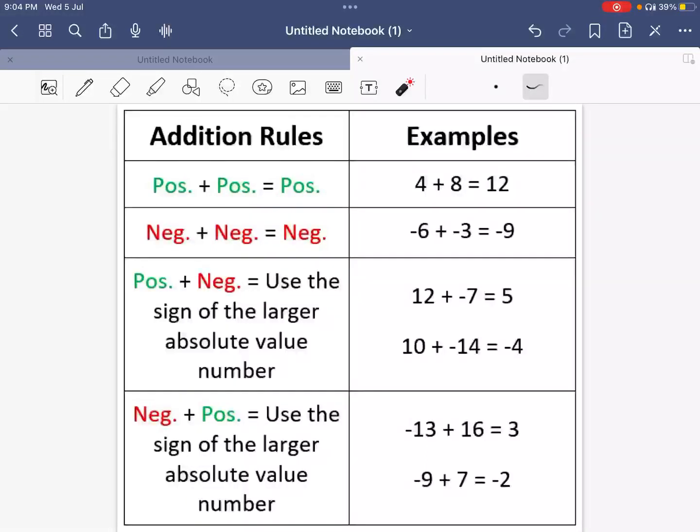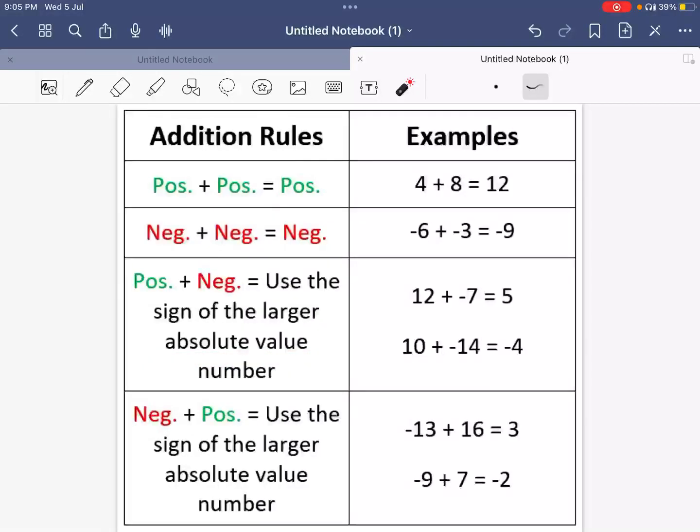Similarly, if the signs are different, take an example where one number is positive and another number is negative. What we have to keep in mind is, if different signs are there, then we have to subtract these two numbers. Though the operation is addition, we have to subtract these two numbers and use the sign of the larger number. Always use the sign of the larger number.